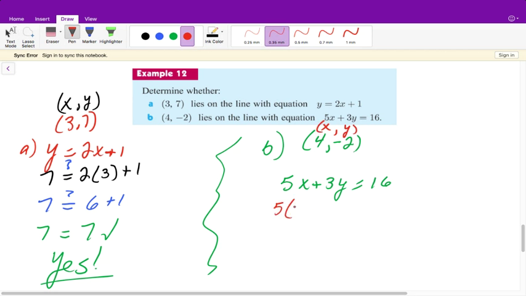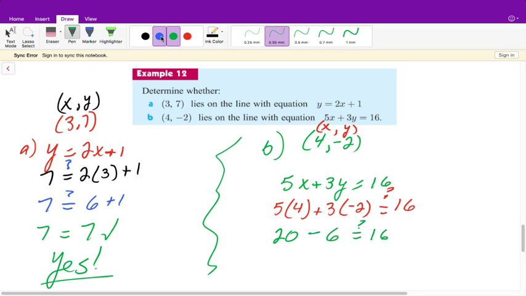So it becomes 5 times 4 plus 3 times -2. And then I'm asking, does this equal 16? Well, 5 times 4 is 20. 3 times -2 is -6. Does this equal 16? Well, 20 minus 6 is equal to 14. And 14 does not equal 16. So no, this does not fall on our line.